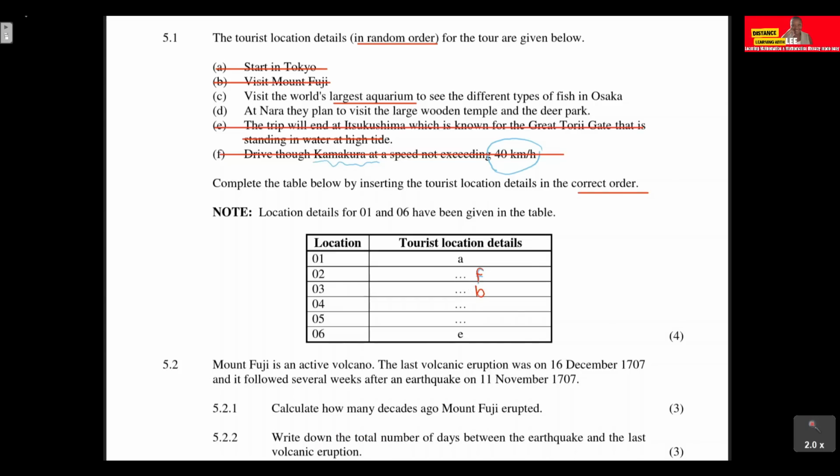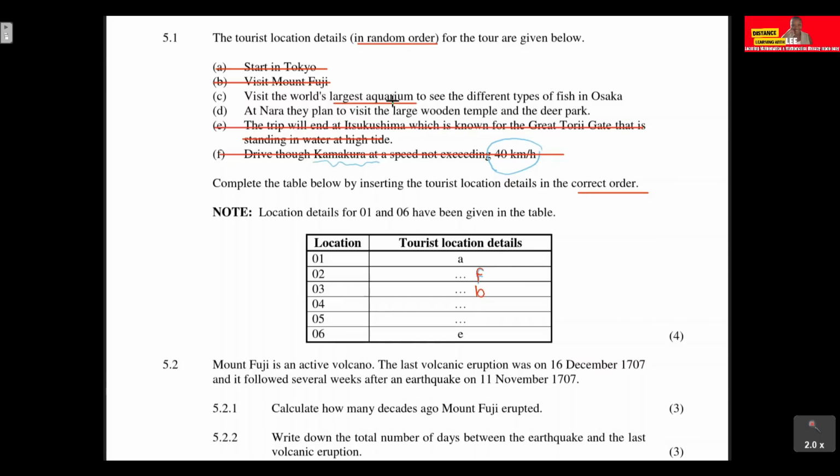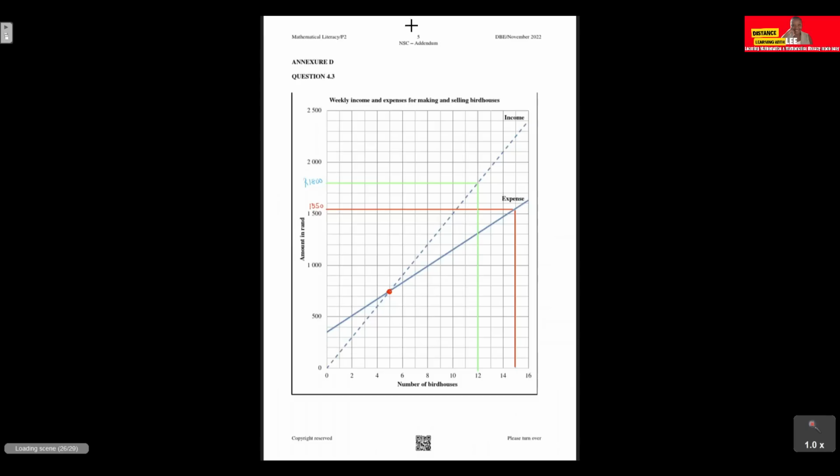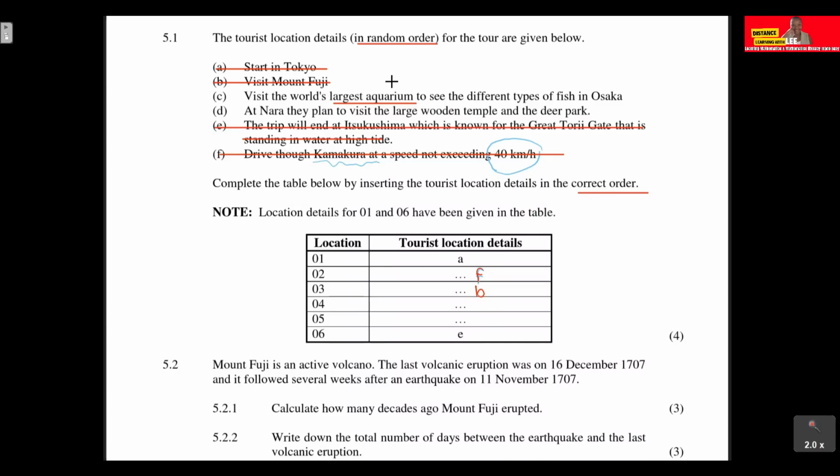Then what happens at number 4? At number 4, it looks like some temple of some sort, some house of some sort. We're basically only left with 2 options. We can't say number 4 is the aquarium because some people might not see that, because we don't stay in Japan, so we don't know if that is a temple or a house or what. With the last options left, we can just use the process of elimination.